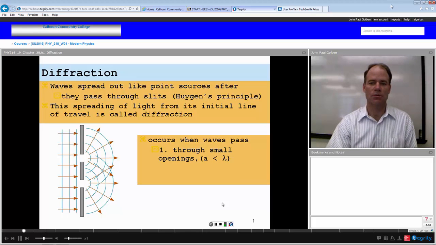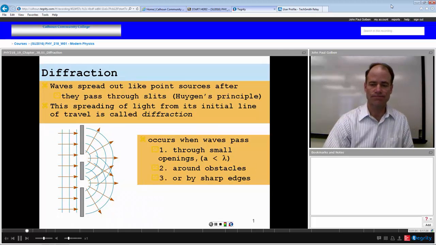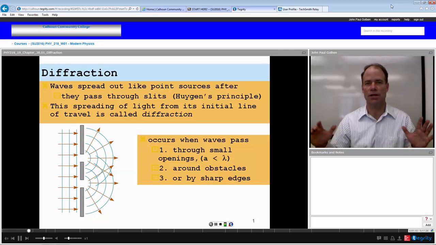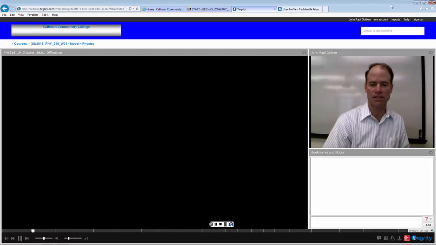This will occur when waves pass through small openings where the width of the opening is on the order of the wavelength itself, around obstacles, or by sharp edges. In any case where the obstacle and the item in question is on the order of the wavelength of the light interfering with it, then you will see diffraction.